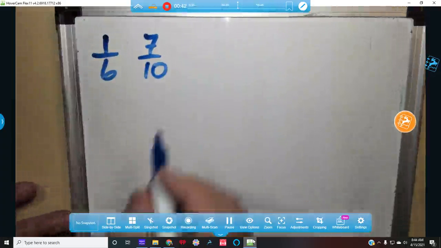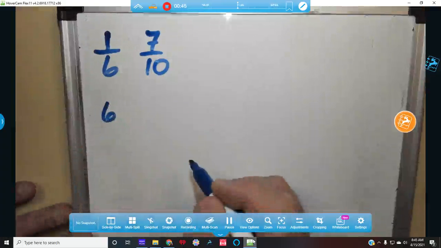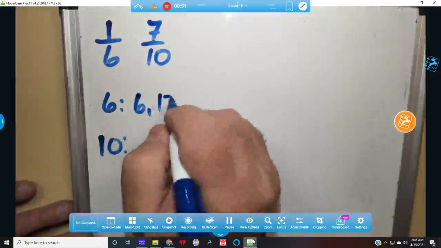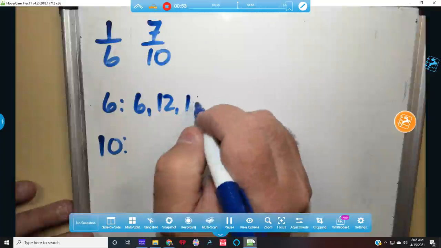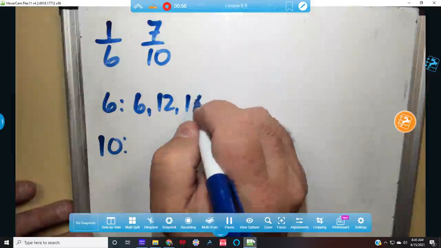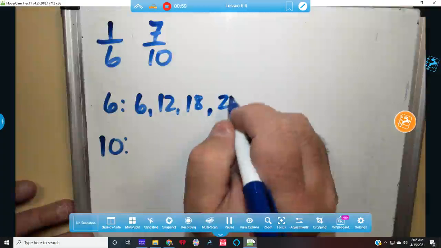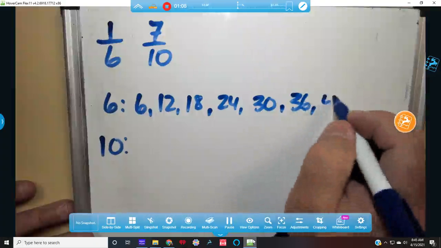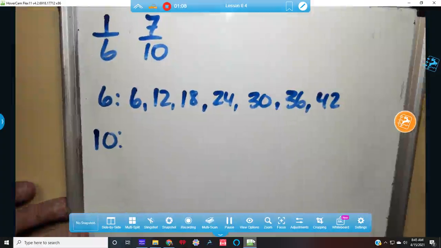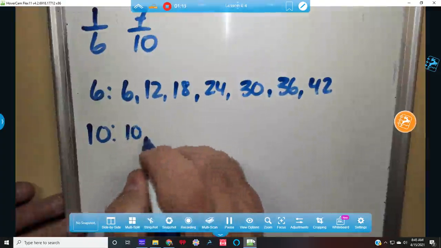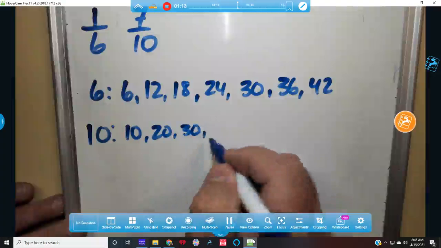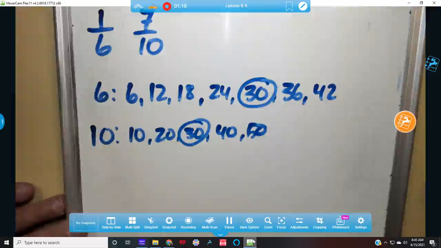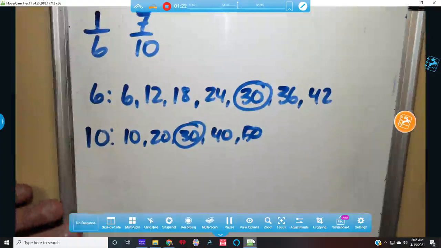Okay, so we need to find the least common multiple of 6 and 10. So 6, 12, 18, 24, 30, 36, 42. All right, let's stop right there. So with 10, 20, 30, 40, 50. Well, what do you know? Okay, so now we have our least common multiple. Okay, but we're not done yet.